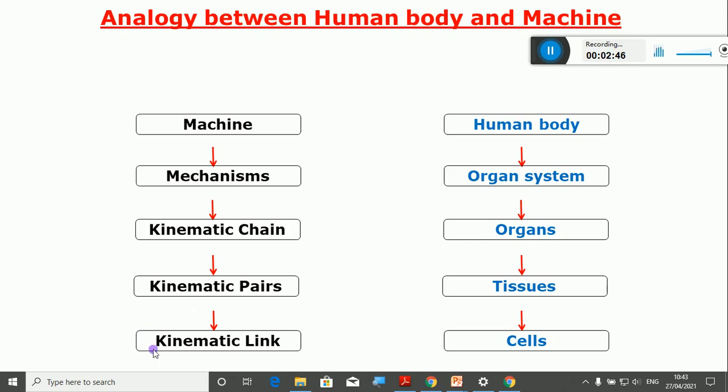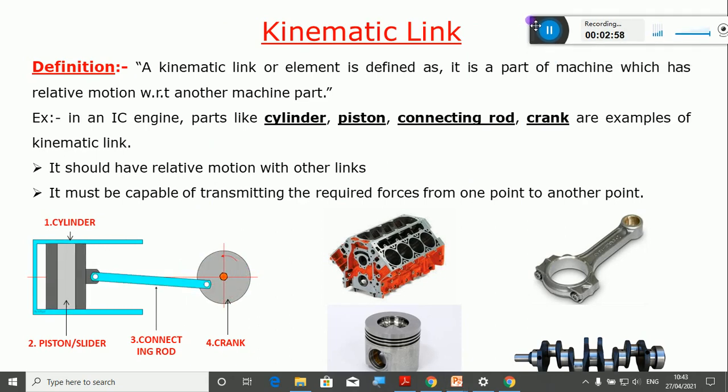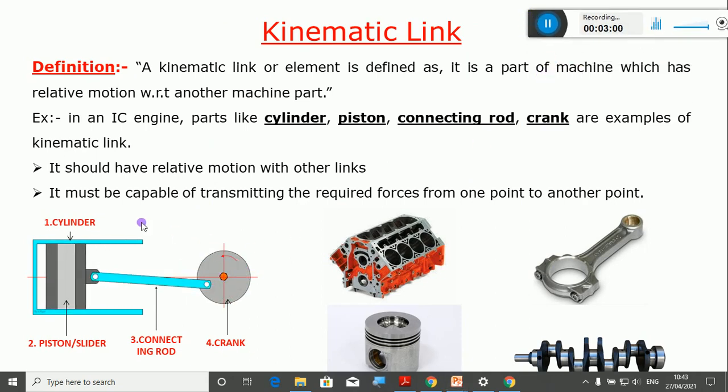We started with the kinematic link. So this is the kinematic link. The definition of a kinematic link is that it is a part of a machine. If you consider this as a machine, you can consider any one part out of these four parts: cylinder, piston, connecting rod, crank. These are parts of a machine which have relative motion with respect to other machine parts. So I can call them individually.